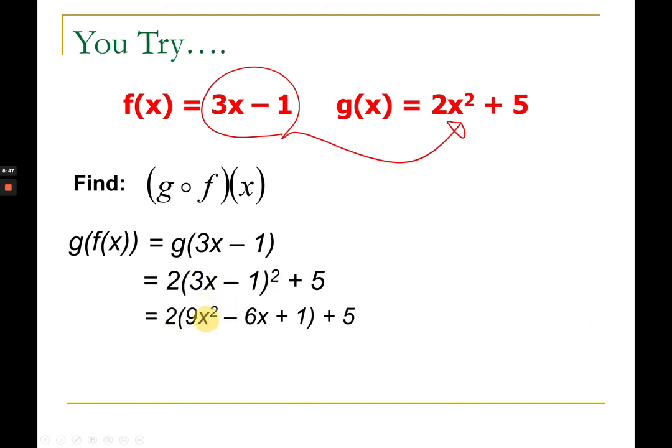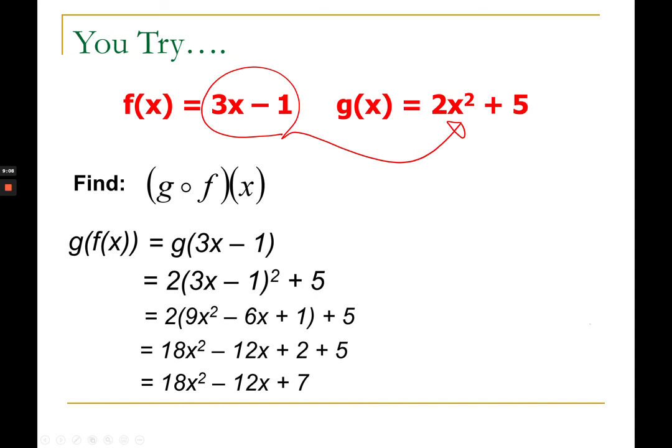Then you perform distributive property. You cannot add 1 yet. By PEMDAS rule, multiplication first before adding. So you have 18, negative 12, 2. Copy your variable, copy 5, 2 plus 5 is 7. And that's your g composed with f of x, or g of f of x.